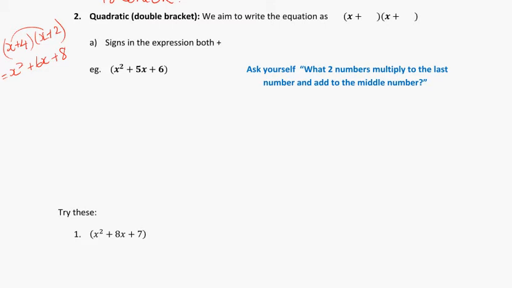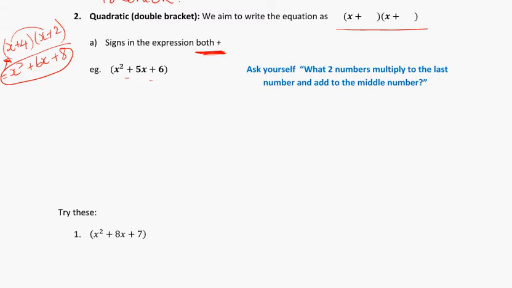Now, this would be like me giving you this and asking you, so it's kind of like going backwards. I've given you the result, I want you to put it in the brackets. So we aim to write the equation with two brackets, and you have to work out what numbers go in the bracket and what signs. So the first ones we're going to start easy. The signs in the bracket are both plus. Last term's plus, middle sign's plus.